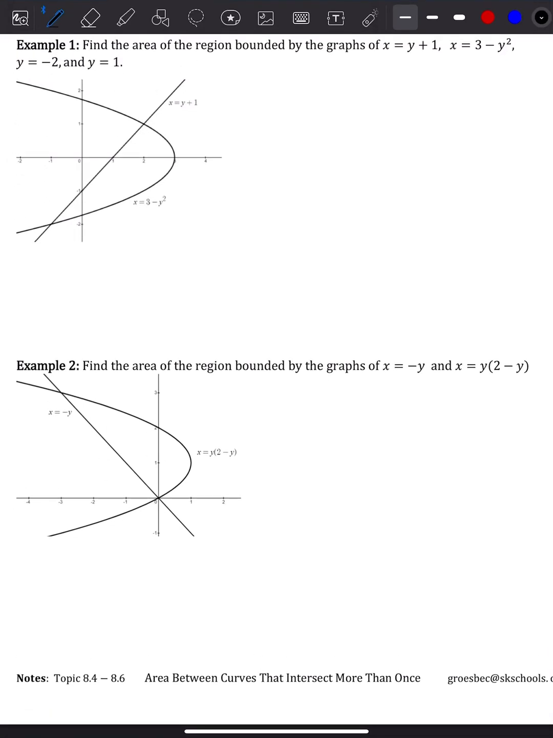So we did some of these problems in class, and now we're just finishing up some of the ones we didn't quite get to. The first one being example number 2 on this page. Find the area of the region bounded by the graphs of x equals negative y and x equals y times 2 minus y. So we're going to take these and find the area between these two pieces of this graph.